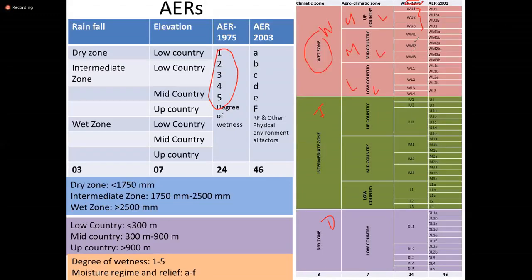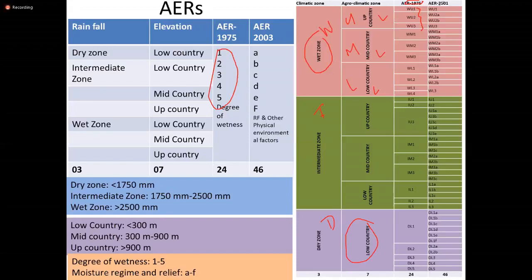So in mid country, similarly, WM1, WM2, WM3, there are further 3 divisions based on the degree of wetness. But low country is further divided into 1, 2, 3, 4, the 4 subdivisions. Likewise, the intermediate zone has further divisions. But if you look at the dry zone, there is only low country, no up country, so only the low country less than 300 meters, right?